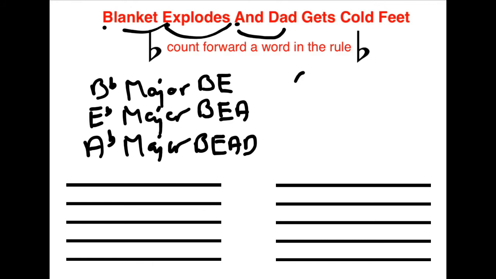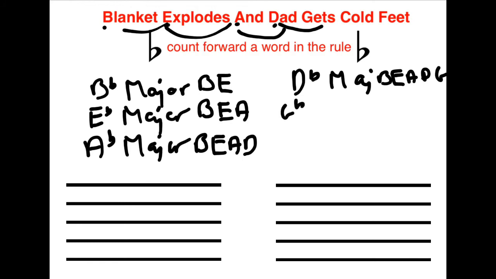G flat major, same thing. You can see the pattern emerging. Oh, sorry, I should do D flat major first. What am I doing? Let me see. D flat major, yeah, that's better. Find D in the rule and count forward one. So D flat major has B, E, A, D, and G.